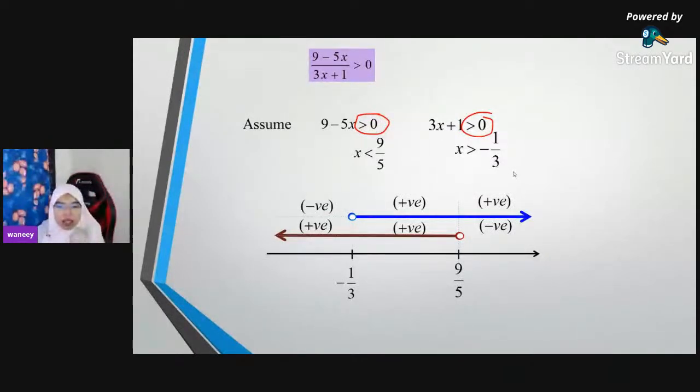And then let us make a conclusion for that. Negative, positive, and negative. Okay, so we do want something to be greater than 0. So that means we are looking for some positive answer. So the positive answer for this is somewhere in between negative 1 over 3 and 9 over 5. So this is solution 2.